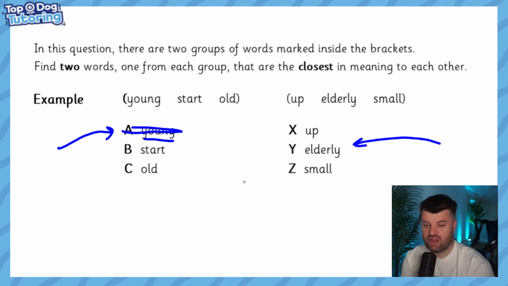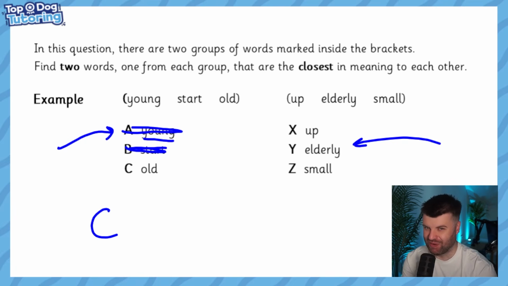Next one, start. Okay, working systematically, let's check each one. Start, up. Well, the words start up kind of go together, but they don't mean the same thing. Start and elderly, nope. And start and small, no. So again, we can get rid of start. And actually, through being systematic, we know the answer is going to be C.